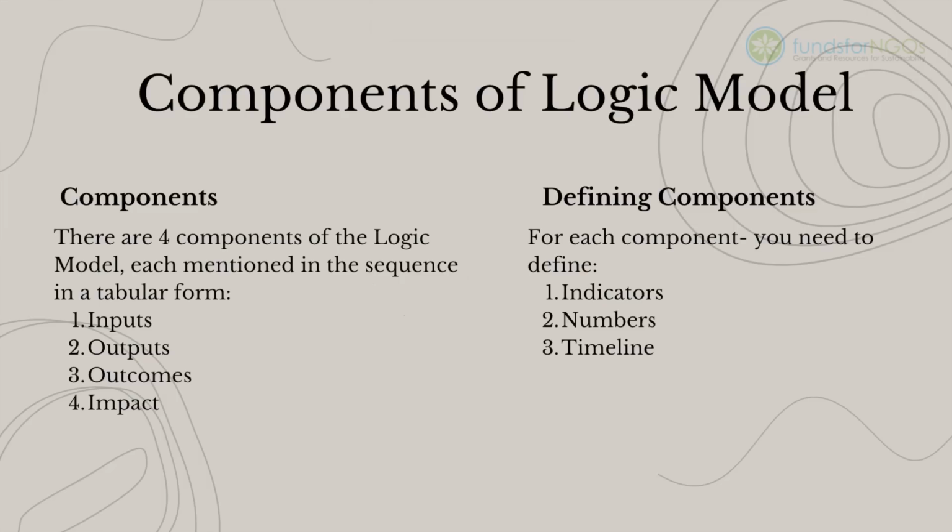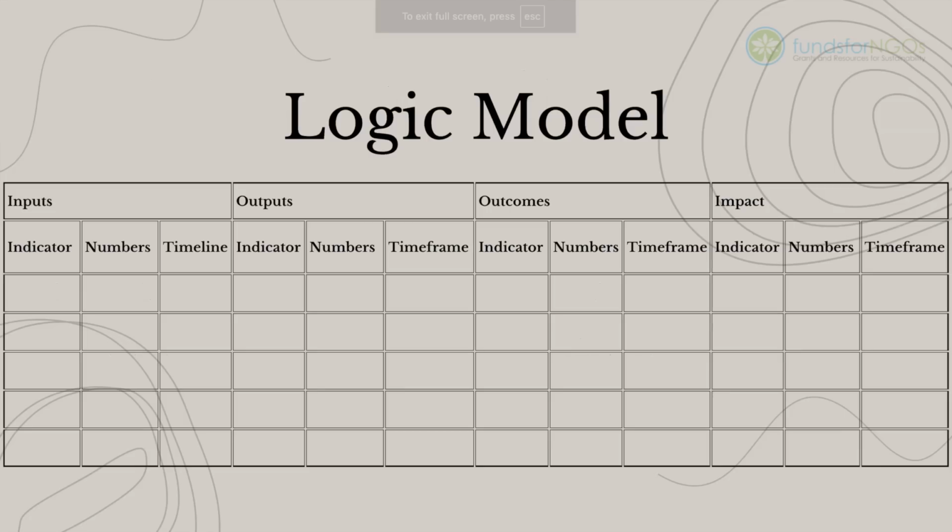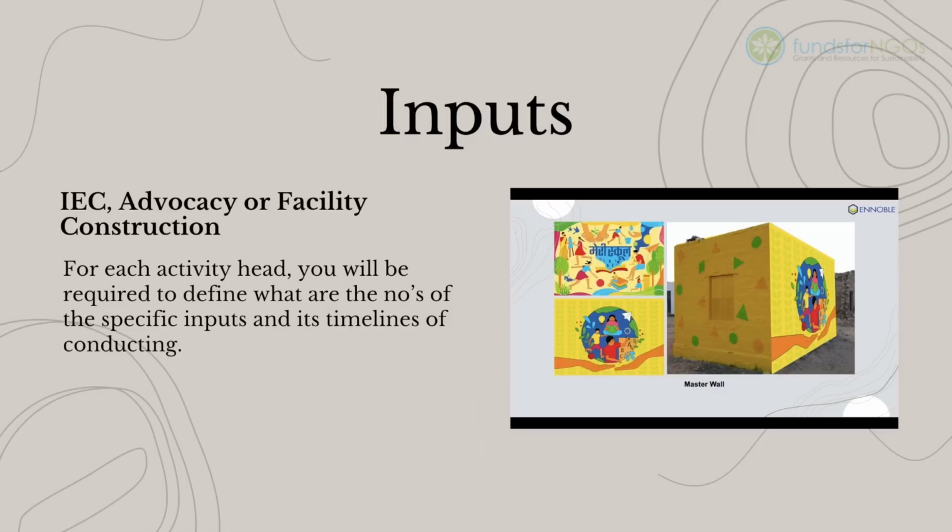There are 4 components of the logic model, each mentioned in sequence in a tabular form: inputs, outputs, outcomes, and impact. For each component, you need to define indicator, numbers, and timeline. This is how a logic model should look. Now let's understand each component and what it should include.